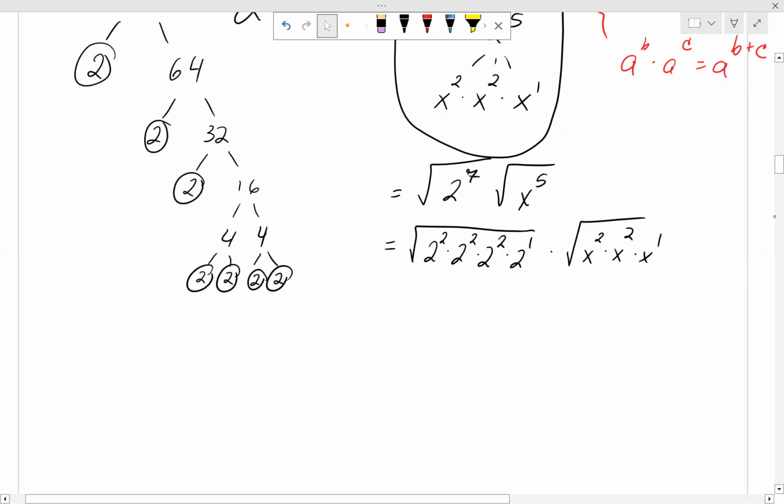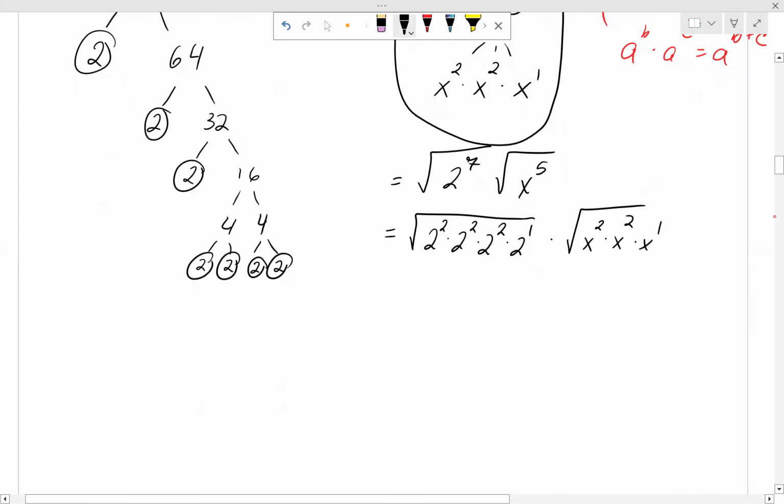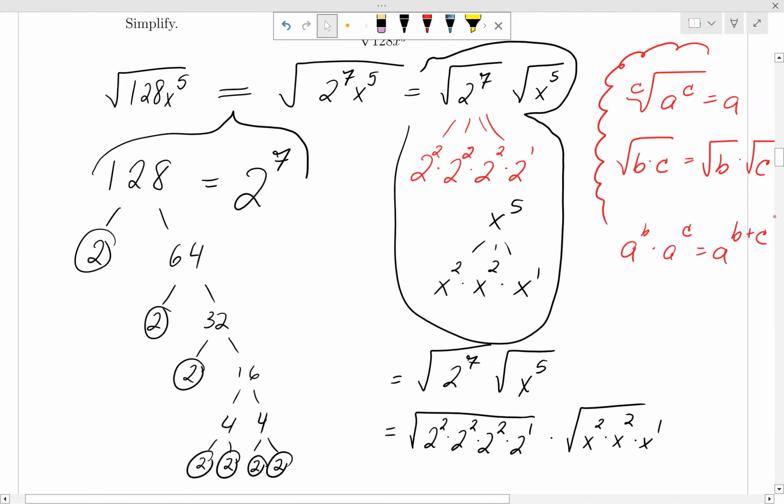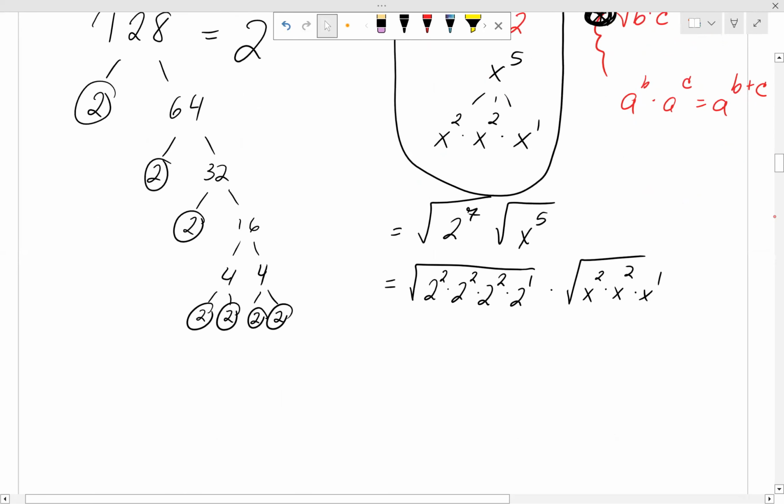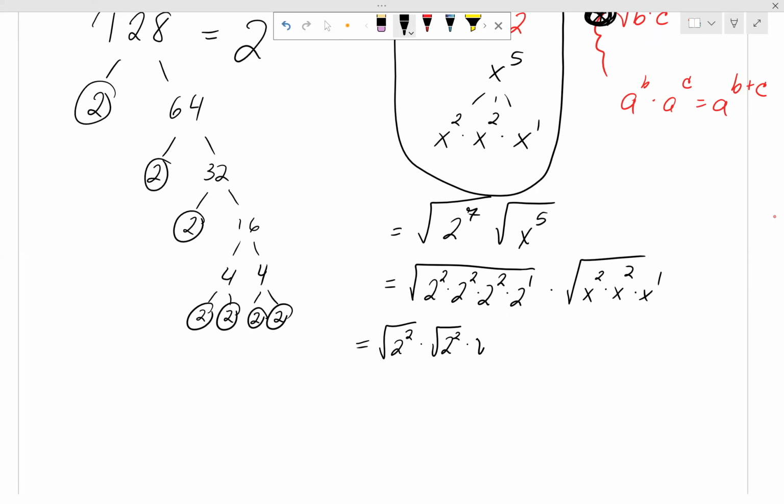Then I can use the property that I'm putting this star by and circling. I can use that property again and break up all of these square roots. And I'm going to get the square root of 2 squared times the square root of 2 squared times the square root of 2 squared times the square root of 2 to the 1 times the square root of x squared times the square root of x squared times the square root of x to the 1.